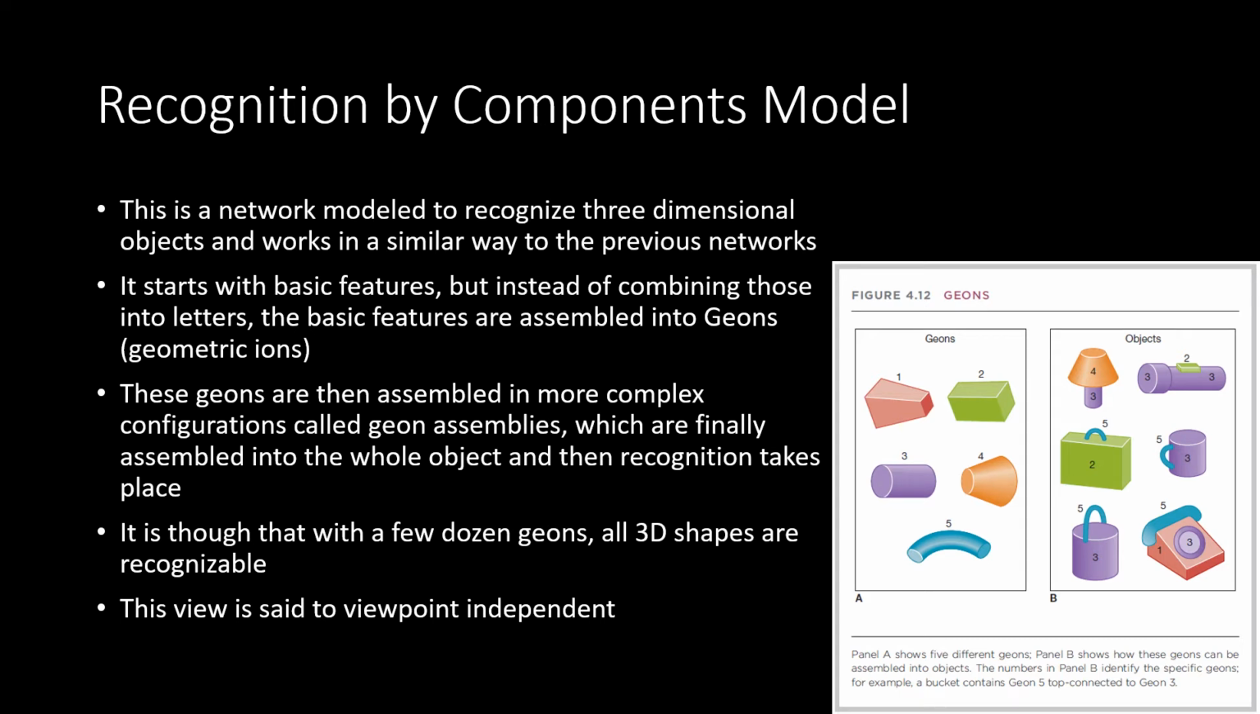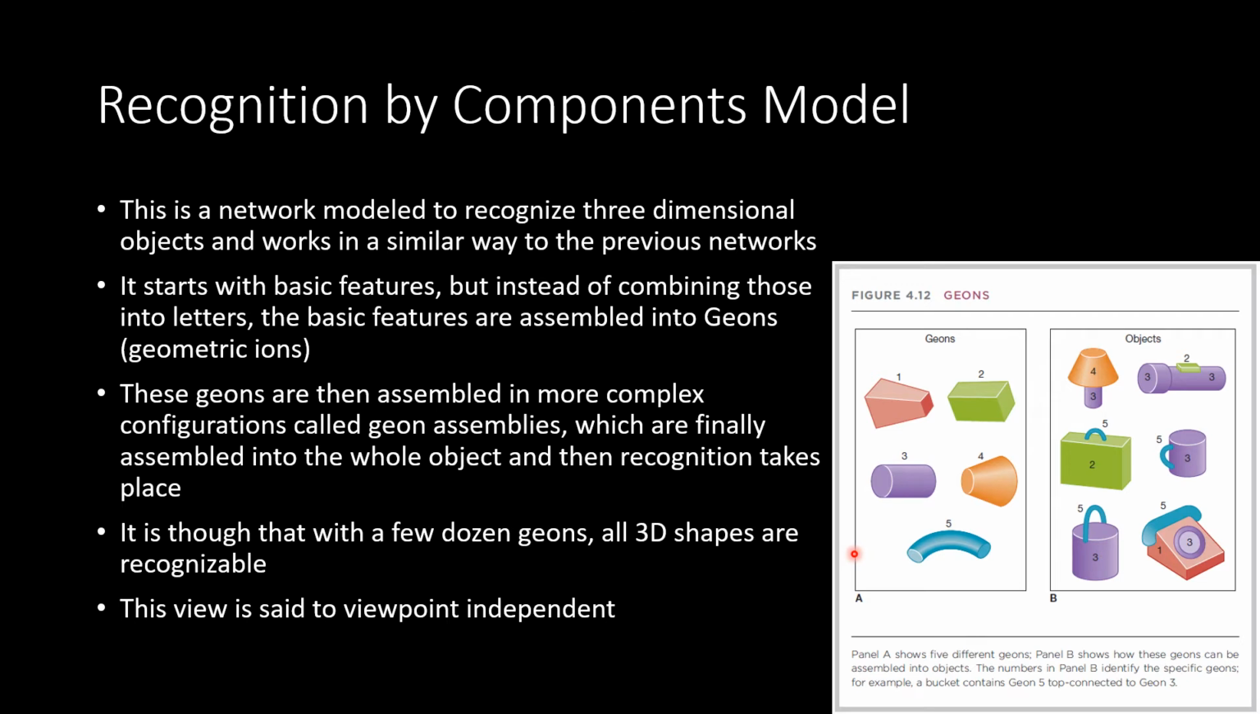It starts with very basic features, lines and angles and so forth, and those lines and angles are then combined into simpler shapes. And these shapes are referred to as geons, which stands for geometric ions. That is what is presented over here. We have a cubic rectangle type shape, and a flat pyramid shape, and a cylindrical pyramid shape, a cylinder, and a curved cylinder of some kind. It is assumed, or at least theorized, that with as little as 30 to 35 geons, you can actually create any kind of complex three-dimensional shape just by attaching them together in different ways.